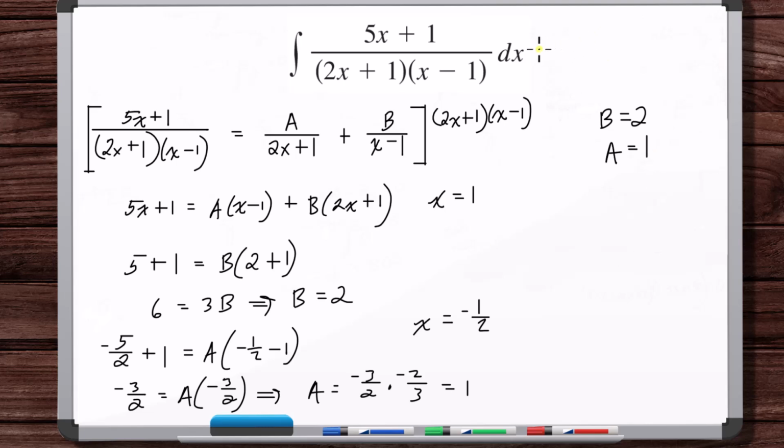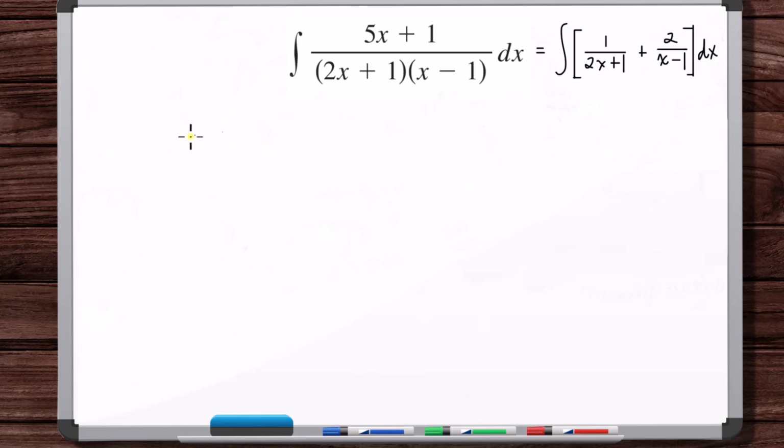Okay, so we can rewrite this as the integral of 1 over 2x plus 1, plus 2 over x minus 1 dx. Okay, so we've got, and then plus, let's take out the 2 here. Okay, so this integral is easy.